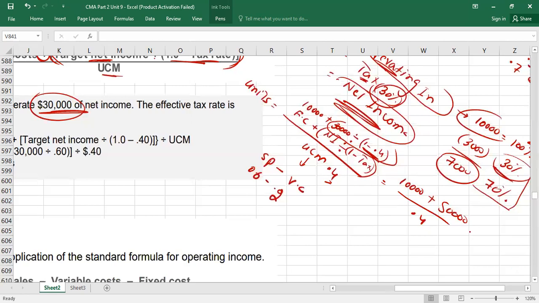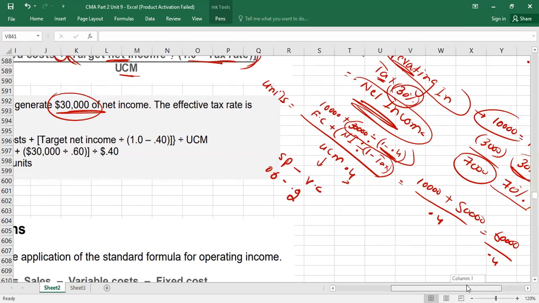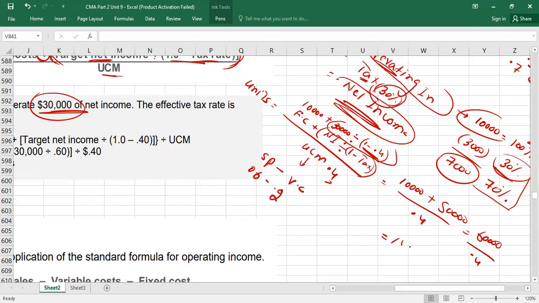The numerator will become 60,000 divided by 0.4. So what is the answer? 60,000 divided by 0.4 is going to be 150,000 units. If you sell 150,000 units, now let's prove it, because it means we have to sell 150,000 units, which can leave a net income of 30,000. Let's prove it now.